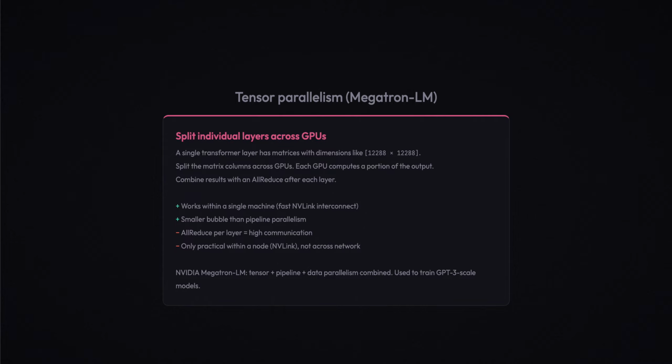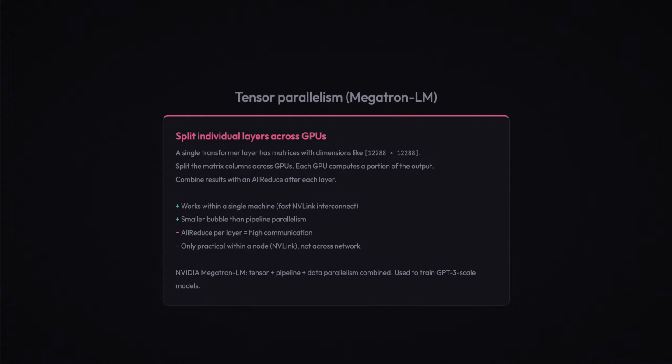This works best within a single machine, where GPUs are connected by NVLink, a high bandwidth, low latency interconnect. Across the network, the per layer all-reduce would be too expensive. Tensor parallelism has a smaller bubble than pipeline parallelism because there's no sequential dependency between stages. All GPUs compute simultaneously within each layer.